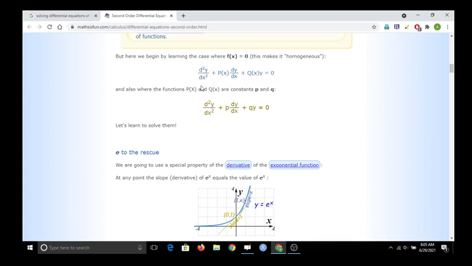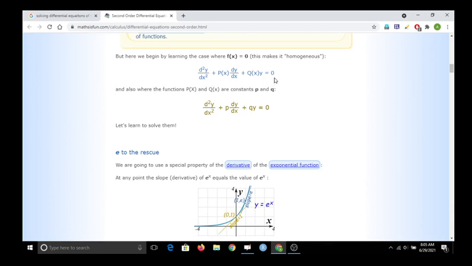d²y/dx² + p(x) dy/dx + q(x) y = 0. If the differential equation is of this format, as you can see, our differential equation that we saw earlier, instead of y we had x there, and instead of x we had t there. So the format is simply the same.